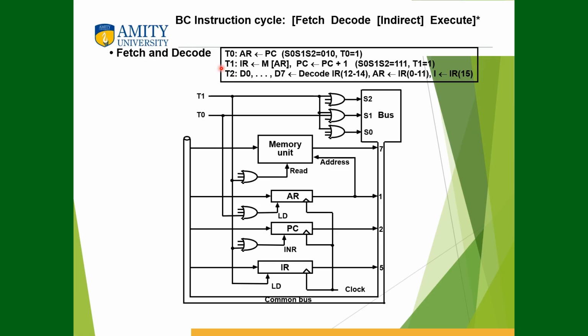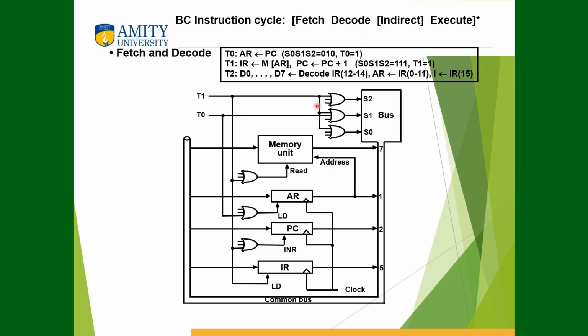Then at T1, the timing signal 1, from memory AR we get the address and we store it into the instruction register. Here is the instruction register and we store it from the memory register. We put the instruction in the instruction register. We also increment the program counter.